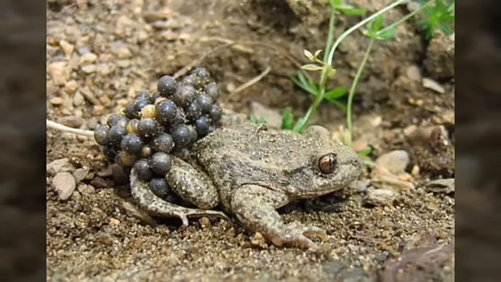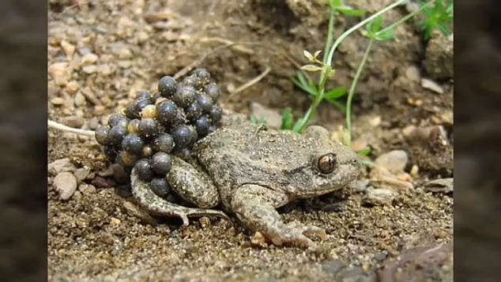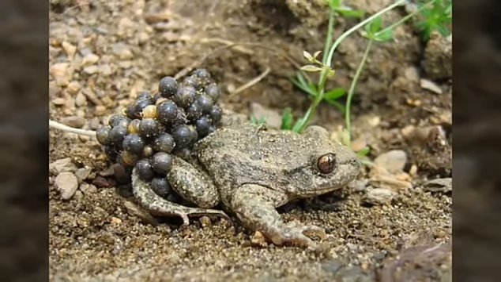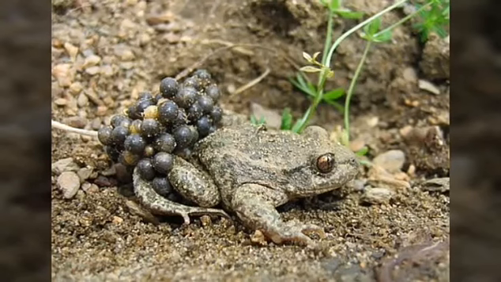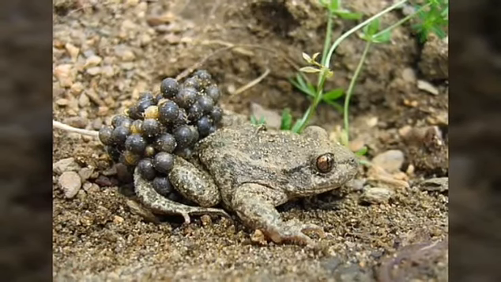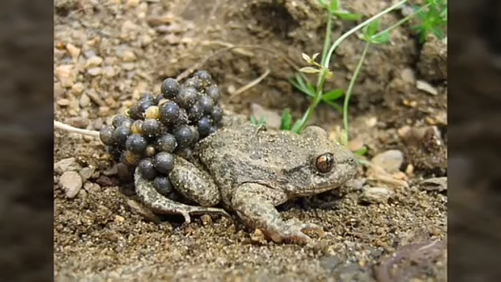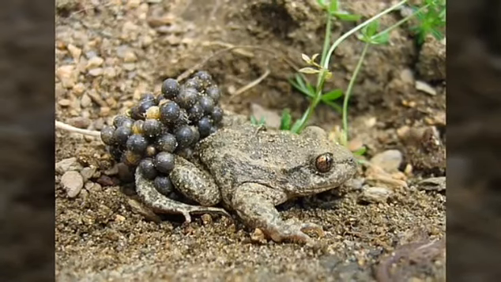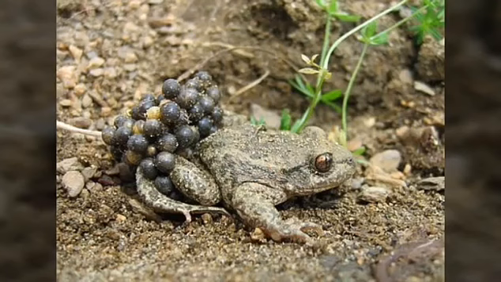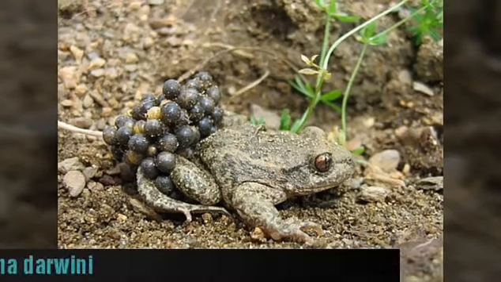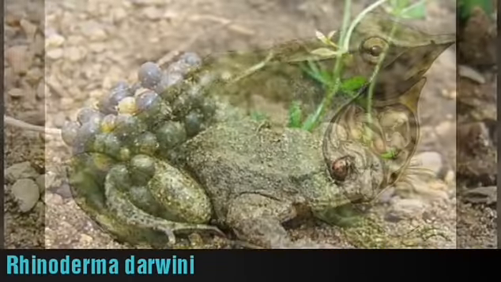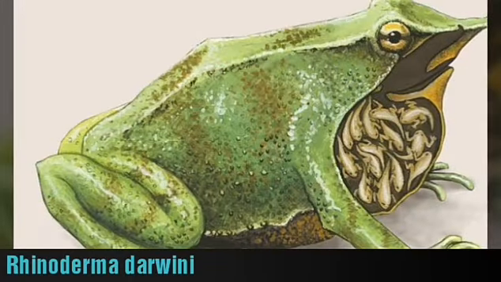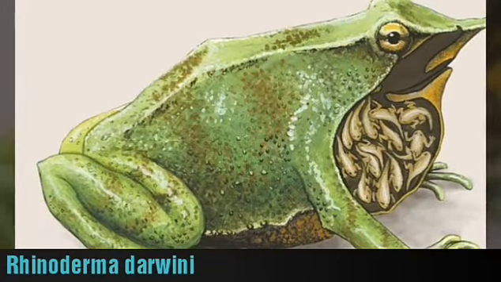So after Alytes obstetricans, we come to number 3. Males of the terrestrial Darwin's frog Rhinoderma darwini, found in Chile. It snaps up the eggs which are laid by the female and carries them within the vocal pouch. Only males have the vocal pouch, which is very long and extends up to the pelvic region. The young then pass through metamorphosis in the vocal sac and become fully developed froglets.